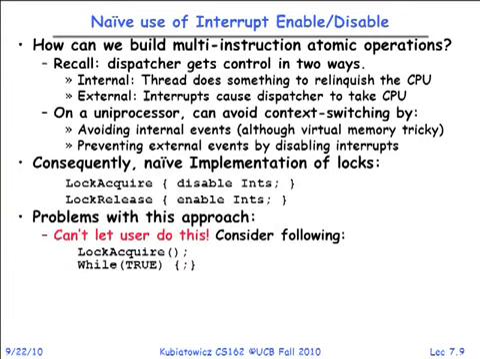You certainly can never let the user do this. User code: lock acquire, while true. Now you've just toasted your system. Why is that? Well, interrupts will never go off again. The OS will never grab the CPU back, and basically you're busy computing 0 or something.